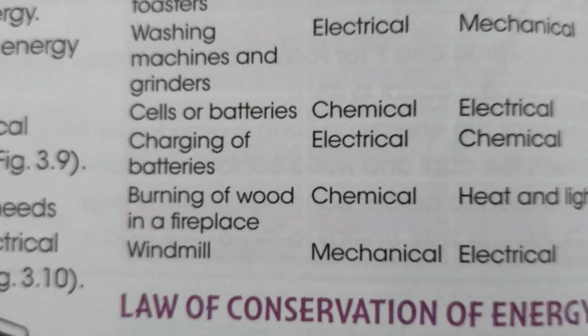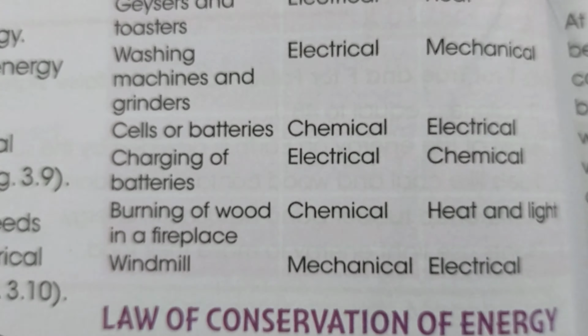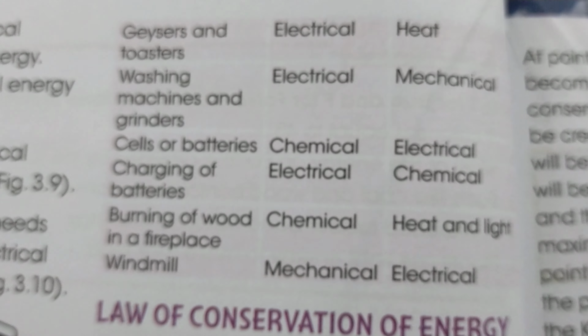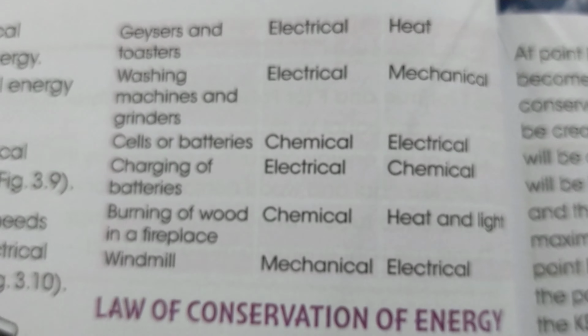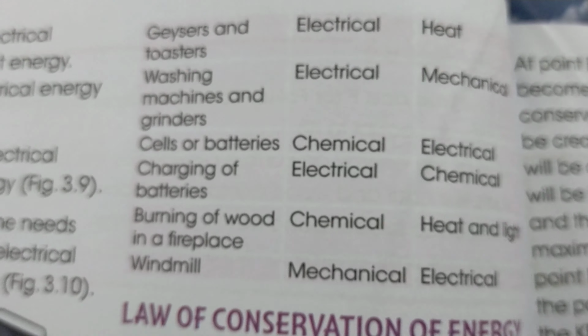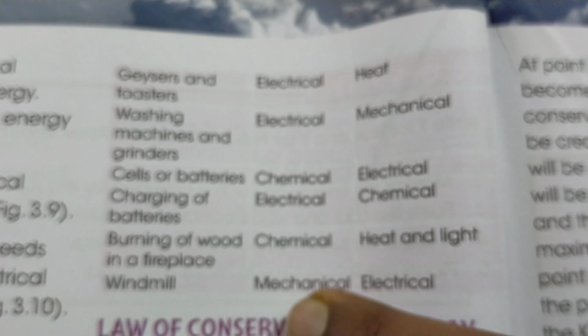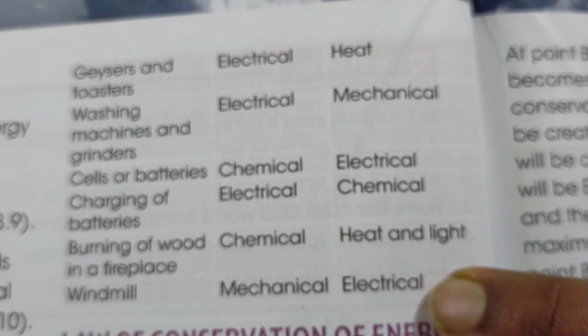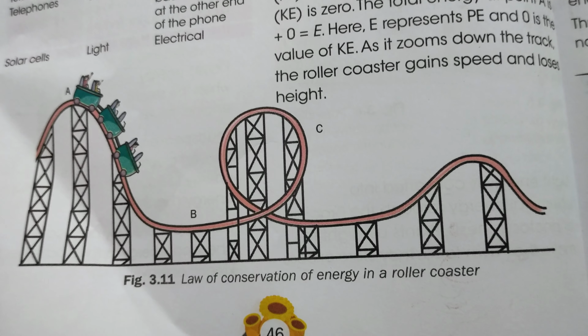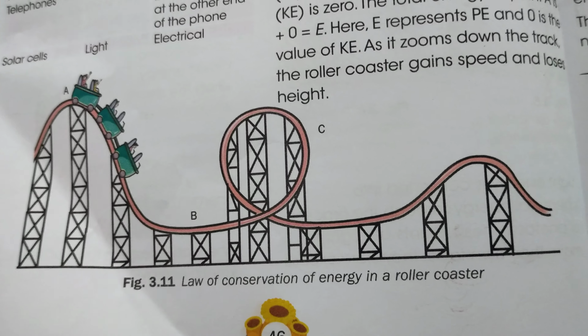Burning of wood in a fireplace converts chemical to heat and light energy. And a windmill converts mechanical to electrical energy. The movement of the blades converts mechanical energy and produces electricity, that is electrical energy. So this is the perfect example of the law of conservation of energy, that is a roller coaster.